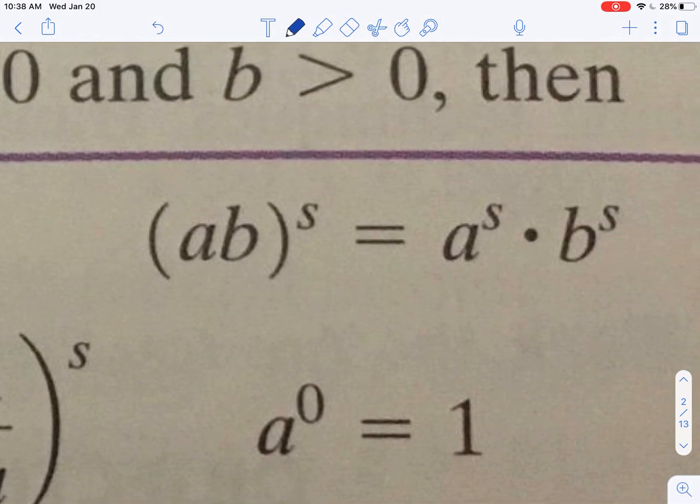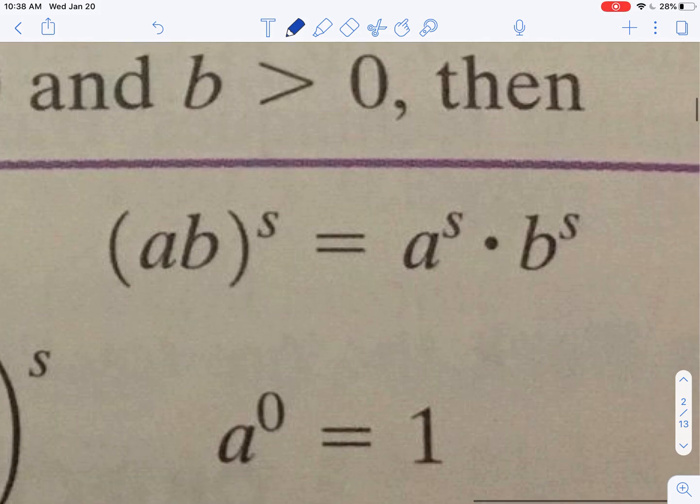If I have two variables times each other raised to the same power, I can split that up into those two different bases raised to the same power. So this is where, again, this doesn't make so much sense with numbers. If I had 2 times 4 squared, this would be equal to 2 squared times 4 squared. This makes sense, 2 times 4 is 8, 8 squared is 64, 2 squared is 4, 4 squared is 16, 4 times 16 is also 64, so we can quickly see mathematically how that works out.